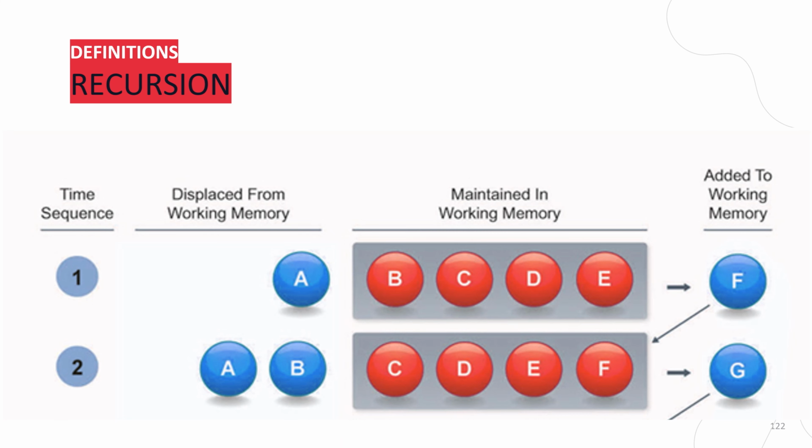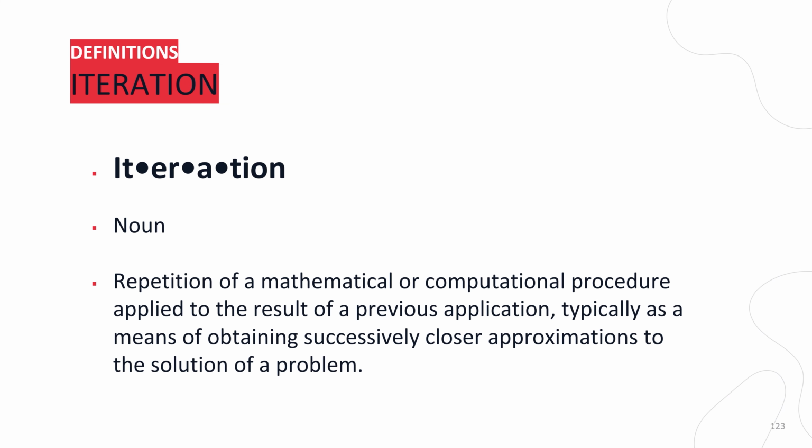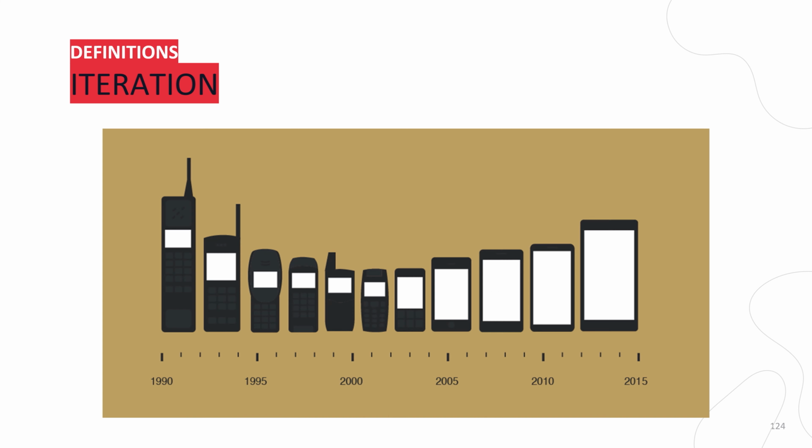Next, let's talk about recursion's sister algorithm, iteration. Iteration is defined as the repetition of a mathematical or computational procedure applied to the result of a previous application, typically as a means of obtaining successively closer approximations to the solution of a problem. This drawing shows different iterations of the cell phone over time.